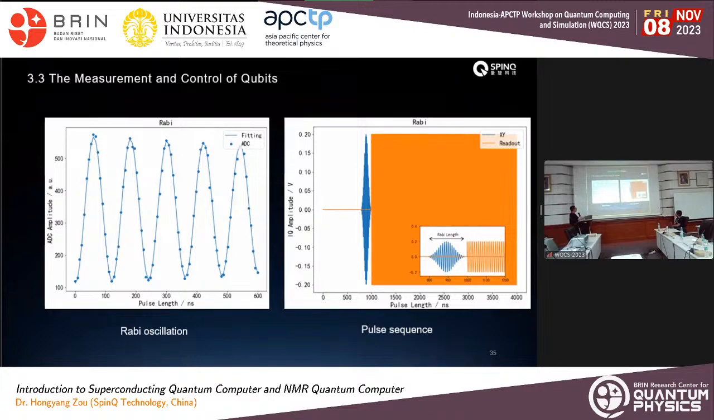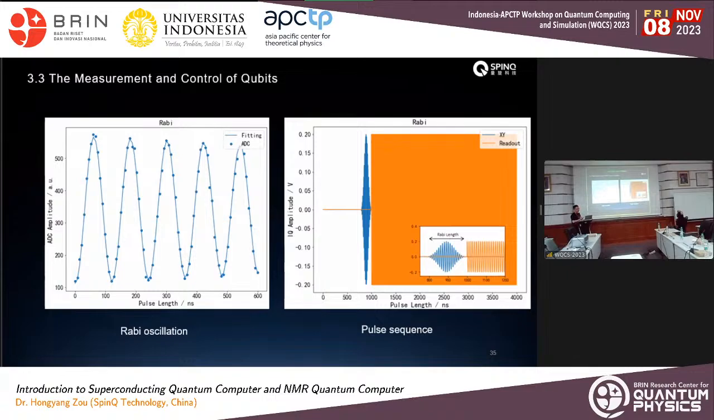For example, here we change the pulse length from 0 to 600 nanoseconds. When the pulse length is 0, the qubit is always at 0. So here when I do a pulse of about 50 nanoseconds, it moves up to here, then that means the state is 1. So I know the pi pulse length is about 50 nanoseconds, and if I do the pulse longer and longer, it comes back from 1 to 0.